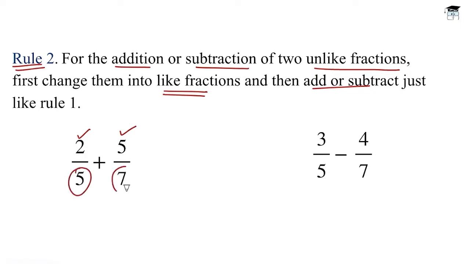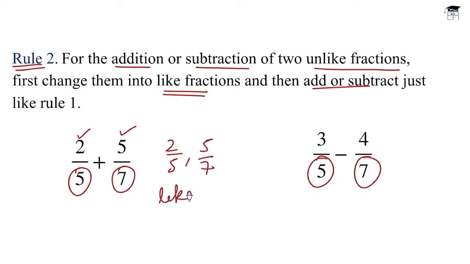These fractions are unlike because these have different denominators. If you want to add or subtract these fractions, we have to convert 2 by 5 and 5 by 7 into like fractions. After converting them into like fractions, we can just add or subtract just like rule number 1.